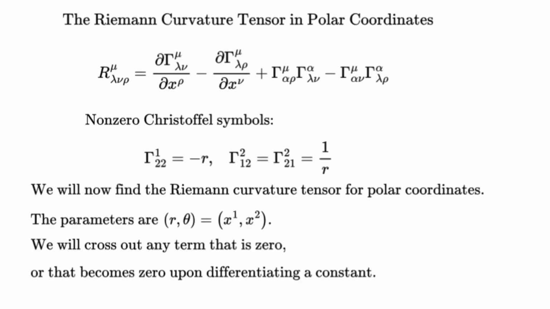The Riemann curvature tensor in polar coordinates. Non-zero Christoffel symbols. We will now find the Riemann curvature tensor for polar coordinates. The parameters are r, theta equals x1, x2. We will cross out any term that is 0, or that becomes 0 upon differentiating a constant.